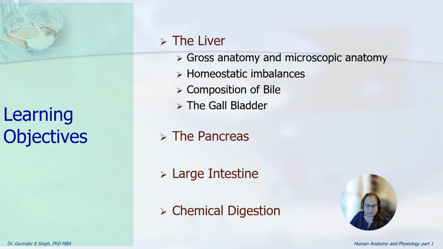We are going to talk about some of the glands which are associated with the digestive system, or we can say accessory organs present in the digestive system, which is the liver. So first we will talk about the liver, its general anatomy and microscopic anatomy. We'll also talk about the gallbladder, the bile, the pancreas, and then we'll talk about the large intestine, and then a little bit about the chemical digestion.